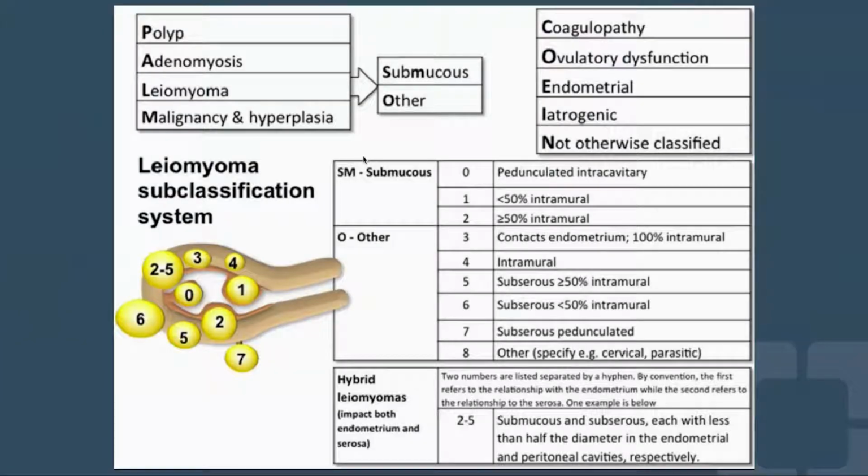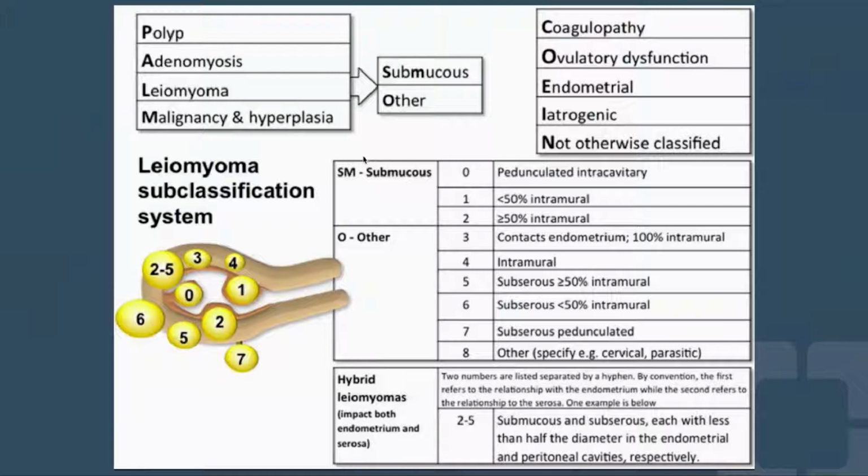And here's a slide that sort of demonstrates the PALM-COEIN. So we're looking at the polyp, adenomyosis. Polyp is just like you'd expect a colon polyp, growing in the uterus. Adenomyosis, we discussed, is the endometrium growing within the muscle of the uterus. Leiomyoma, which is a fibroid, and these are benign growths of smooth muscle tumor. Malignancy and hyperplasia, of course, need to be ruled out. Hyperplasia is grouped with malignancy because it's a precancerous form of an endometrial malignancy.